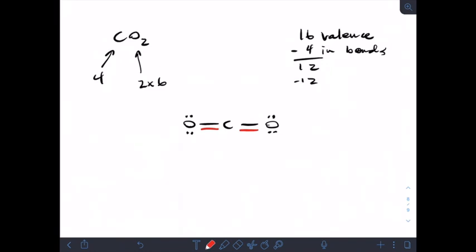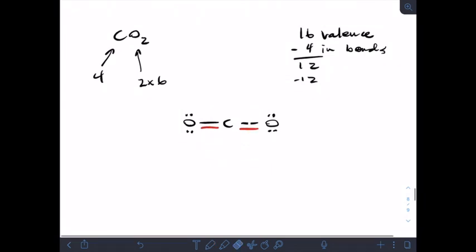Okay, so let's speculate a little bit. Right now, my last step is to check formal charges. So let's go ahead and do that. If I draw my box, my carbon has 0. My oxygens are also at 0. Now, what if I did things differently before?